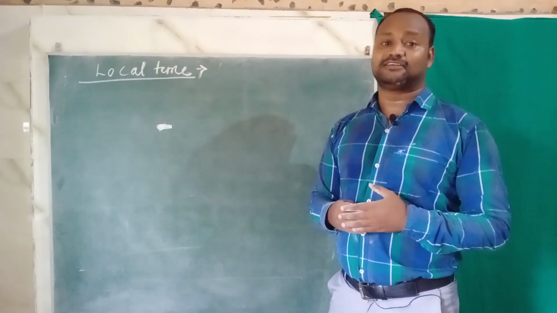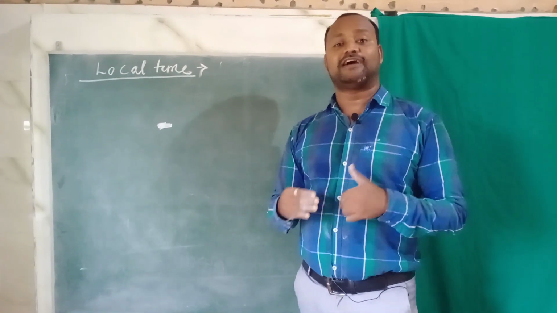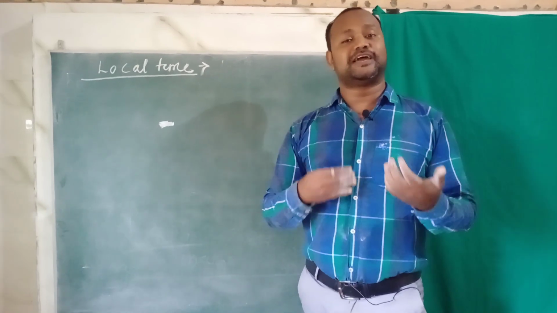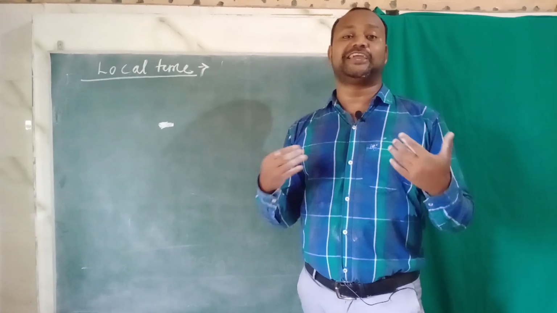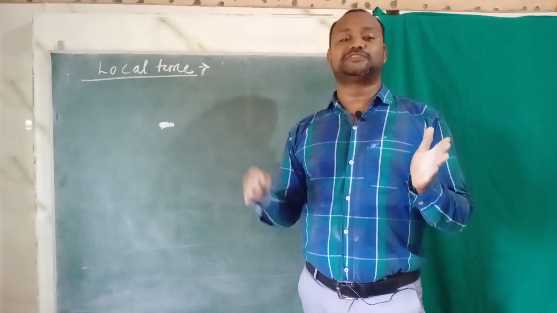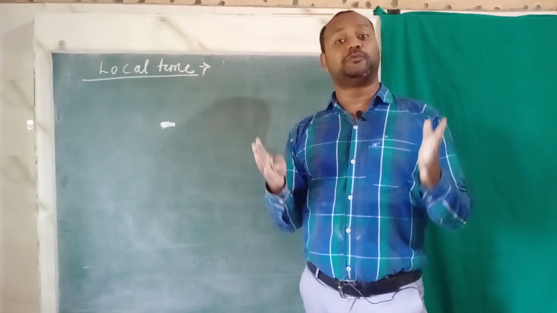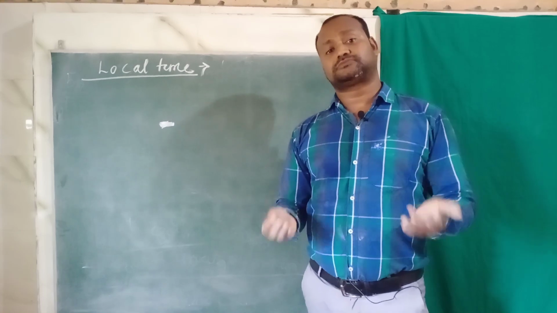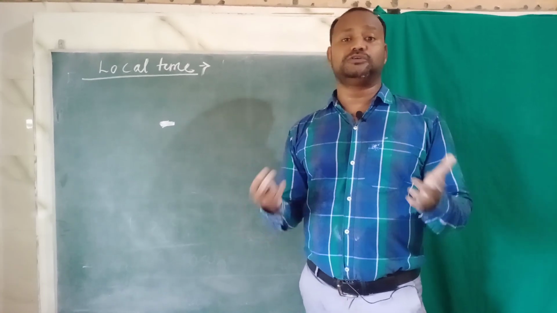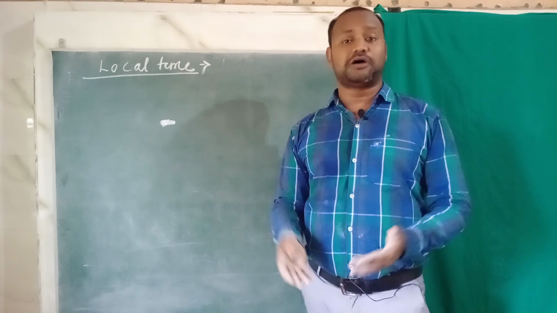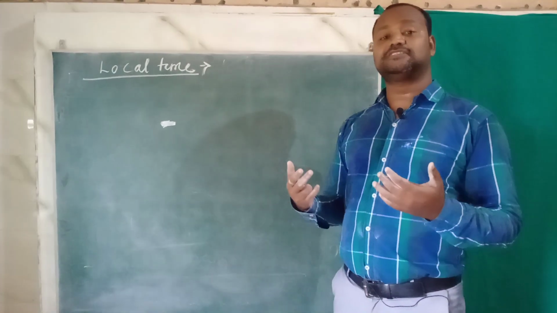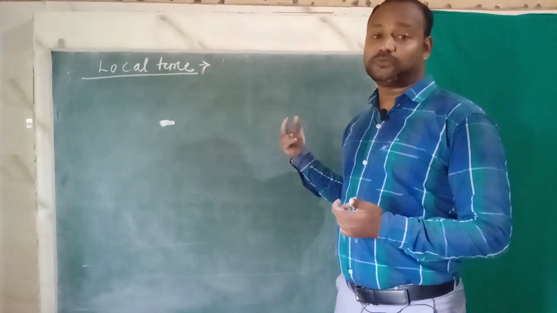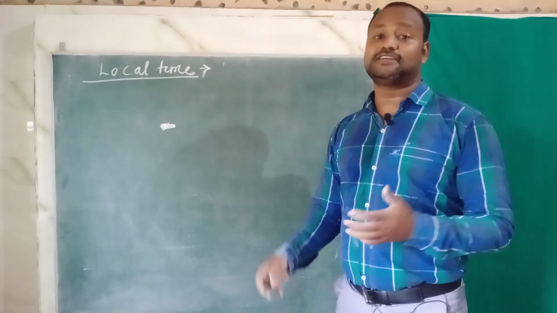Another thing is that each degree of longitude has 4 minutes. So there will be a variation of 4 minutes in each, and the time variation between the easternmost and the westernmost parts will be 2 hours, because 30 into 4 is equal to 120 minutes, which is equal to 2 hours. So the time variation between the eastern part and the western part of India is 2 hours.